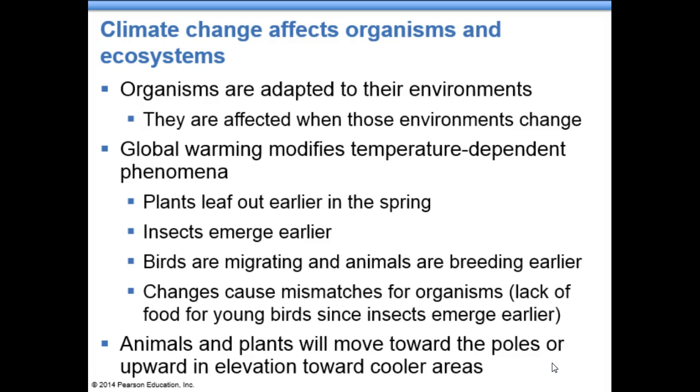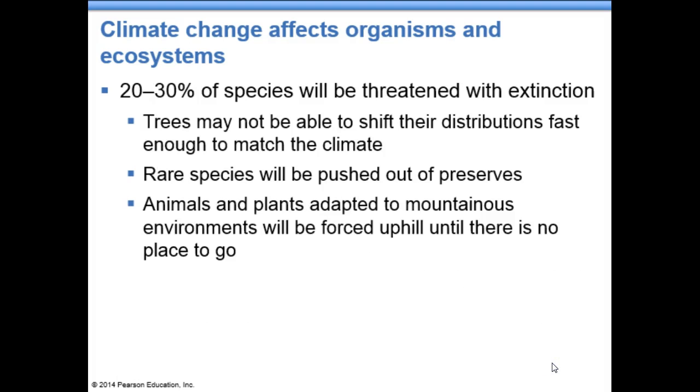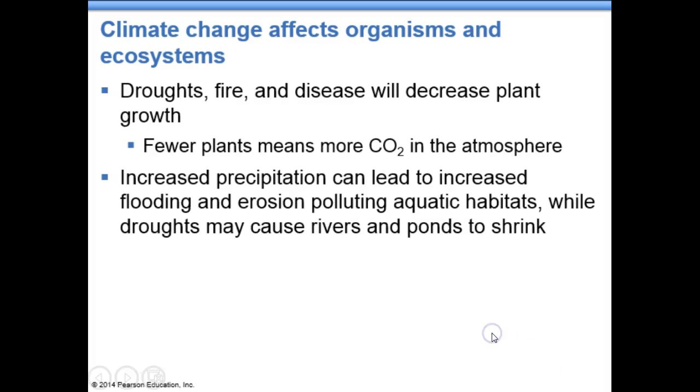So we had seen an influx of Canadian geese because it was warmer here and they had fewer predators. Now they'll be moving back up towards the poles again, which might be a good thing. 20 to 30% of the species that we have will be threatened with extinction. Trees may not be able to shift their distributions fast enough to match the climate. We're going to see rare species pushed out of preserves, and animals and plants adapted to mountainous environments will be forced uphill until there's no place for them to go.